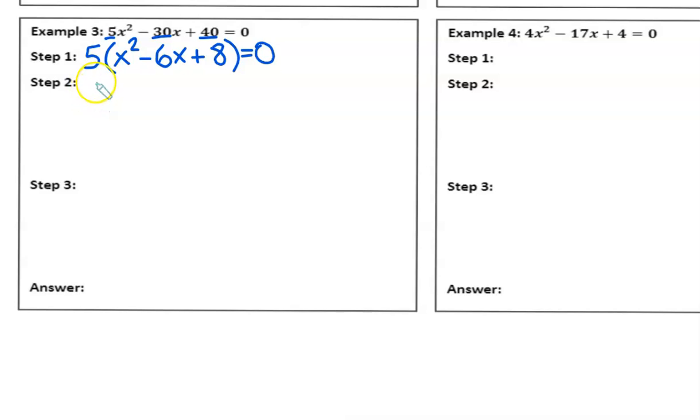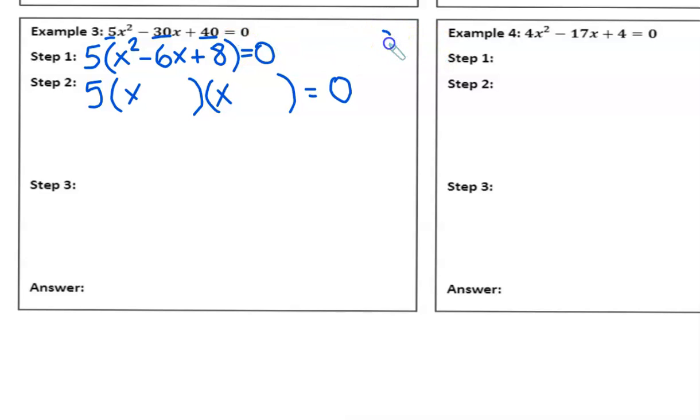Okay, so step 1 was pull out the GCF. So I did. I pulled out the 5. Step 2 is factor. So I'm going to keep my GCF. I'm going to do slide stop for this one. So I'm going to prep my parentheses equals 0 and put in my x's. Okay, so I'm going to slide front times back.